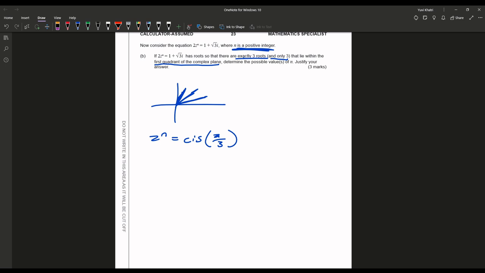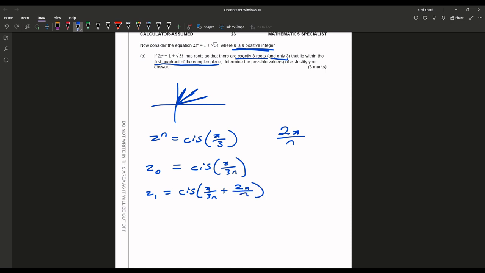Now we've got to find all of our z's. So we know that they will be 2 pi on n spaced apart, because there's going to be n roots equally spaced, so there will be 2 pi on n apart. Now, when we solve for our z's, our base case, z0, is going to be cis of pi over 3n. Now, our next solution is going to be cis of pi over 3n, but we're going to add 2 pi on n in the angle, because that's the next root that we want, right?